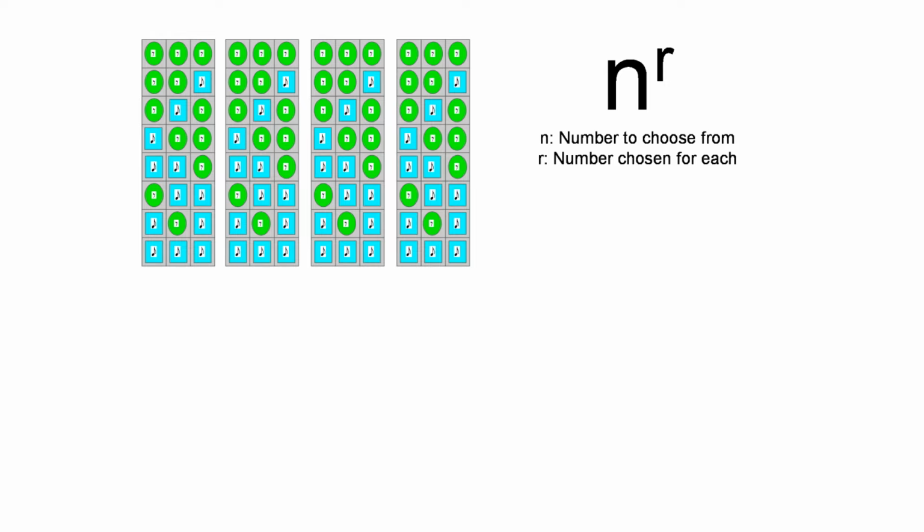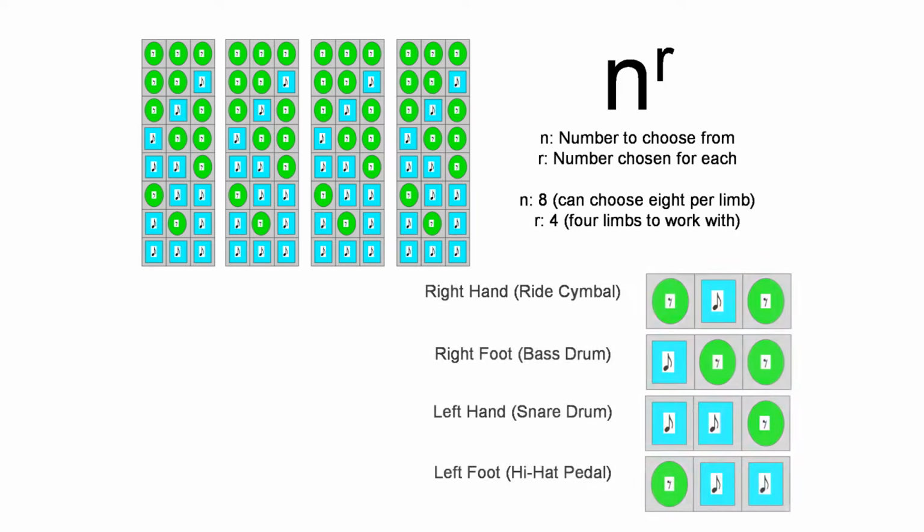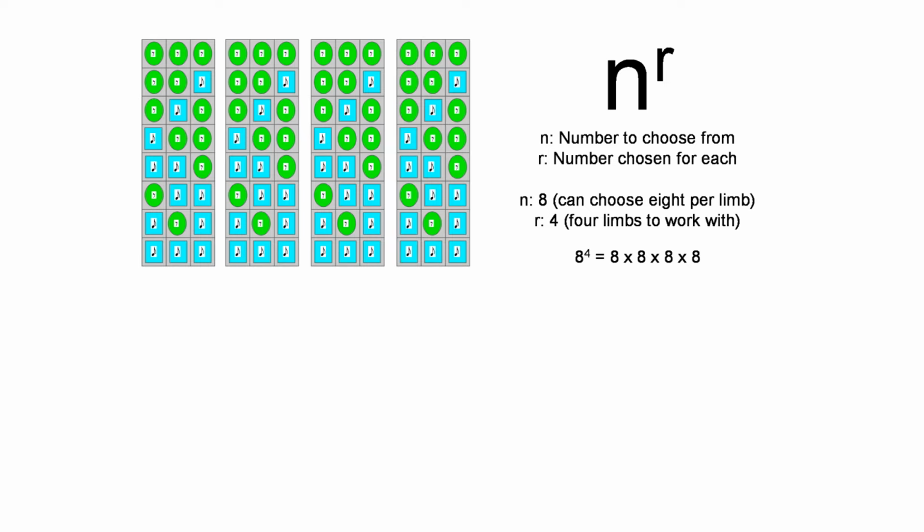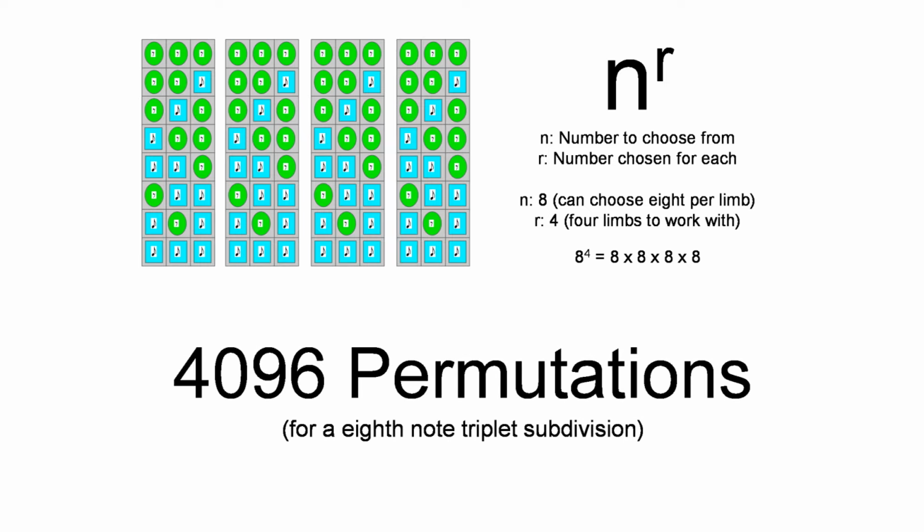Now, n to the r helped us before calculate how many different permutations you can play with 1 hand, which is 8. Well, now what we can do is assume we have 8 different patterns to choose from per limb, and 4 different limbs to work with. How many ways can you fill up that while allowing you to repeat a given pattern? Or to phrase the question another way, given this technique of stacking patterns on top of each other, how many different things can I play within a beat while I'm sitting at a drum set? Well, if you have 8 patterns per limb and 4 limbs to work with, n to the r will give you 4,096 different permutations of a beat you can play, assuming you have a triplet subdivision.